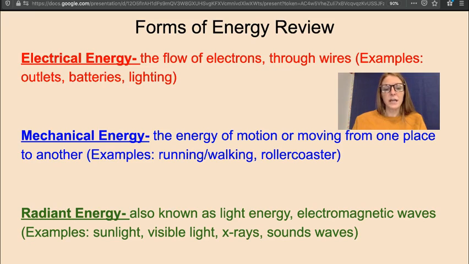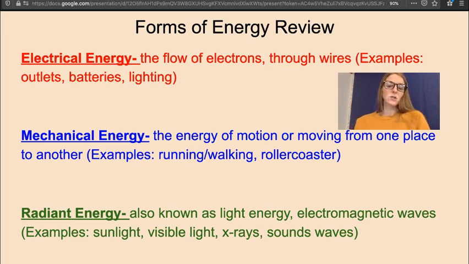Mechanical energy is the energy of motion, or it's moving from one place to another. So examples of that are things like running, walking. It's moving, so you're actually having to move for it to count as mechanical energy. Toys moving can be mechanical energy as well.